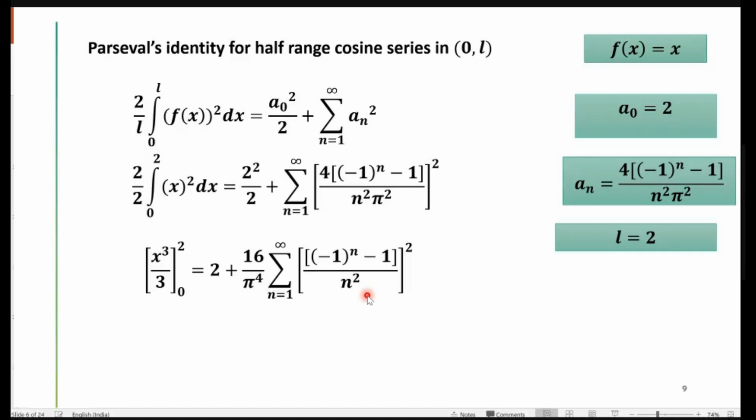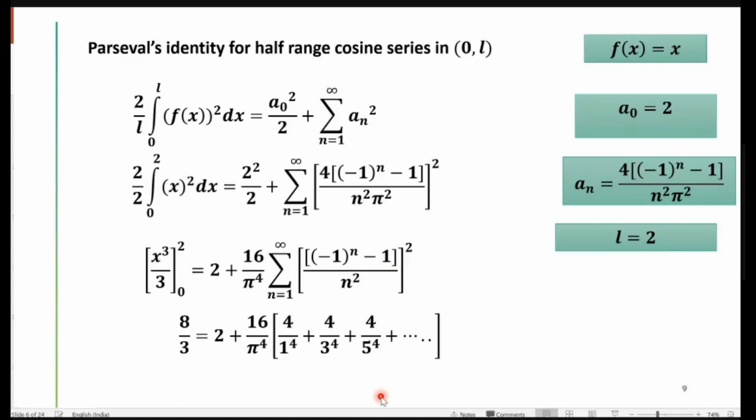ठीक है, because we have to give the values of n from 1 to infinity, the terms which are independent of n are taken outside. So 4 square is 16, pi square is pi raised to 4, then we'll get minus 1 raised to n minus 1 upon n square the whole square. Okay, so left hand side is again 8 by 3 is equal to 2 plus this. अभी हमें क्या निकालना है, 1 upon 1 raised to 4 plus 1 upon 3 raised to 4 plus 1 upon 5 raised to 4.